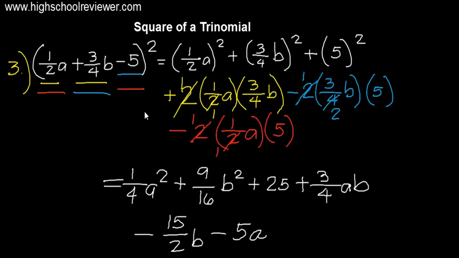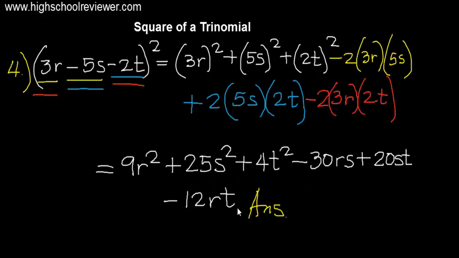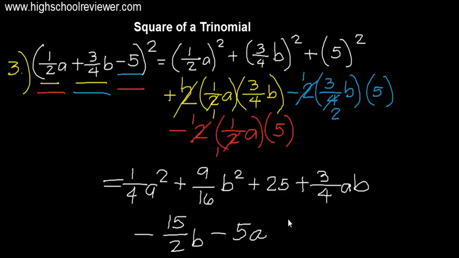So positive multiplied by positive, we have positive. Multiply by 2 the second and the third term. We have positive multiplied by negative, that's negative. And then multiplied by 2 the first and the third term. Positive multiplied by negative, we have negative. Our final answer is 1/4 a squared plus 9/16 b squared plus 25 plus 3/4 ab minus 15/2b minus 5a.